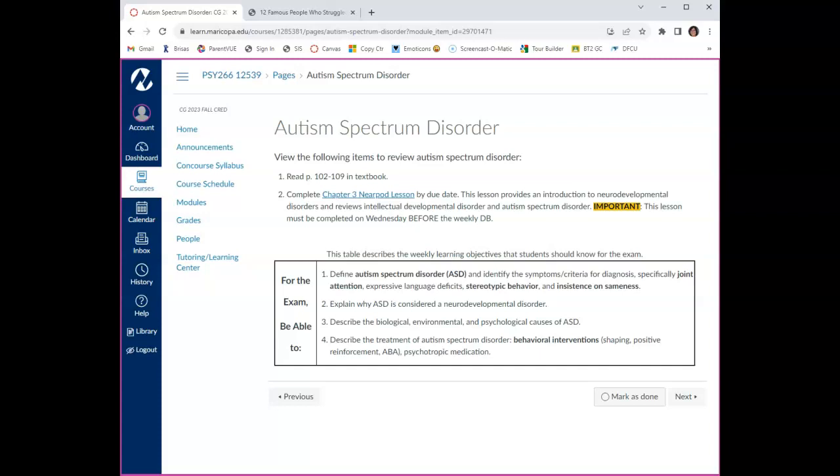Dr. Temple Grandin, who's featured in your textbook, is a wonderful example of how autism can be modified and controlled. Please read the designated pages in the textbook and complete the corresponding Nearpod lesson.